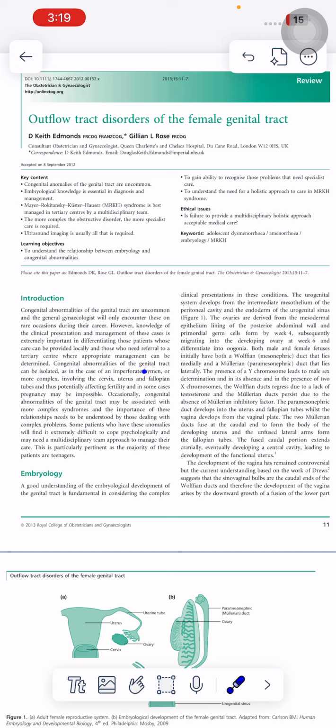The congenital abnormalities of the genital tract can be isolated, or, in the case of an imperforate hymen, more complex, involving the cervix, uterus and fallopian tube, and thus potentially affecting fertility in some cases. Pregnancy may be impossible. Occasionally, congenital abnormalities of the genital tract may be associated with a more complex syndrome, and the importance of these relationships needs to be understood when dealing with complex problems.